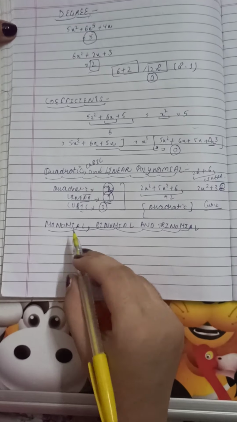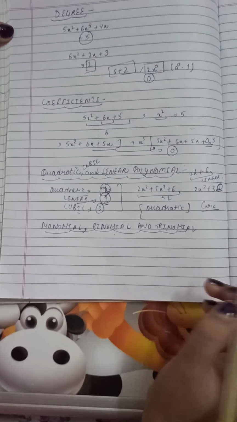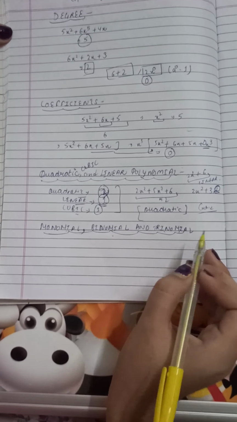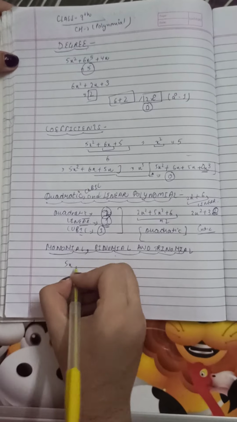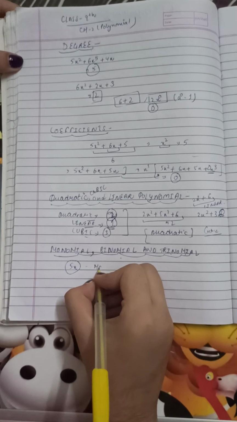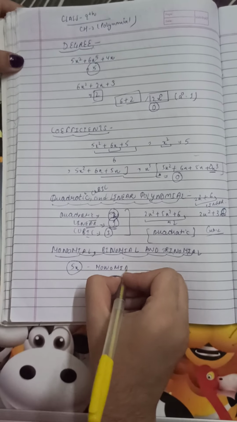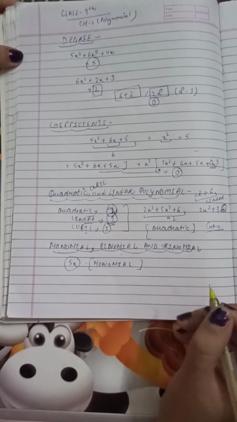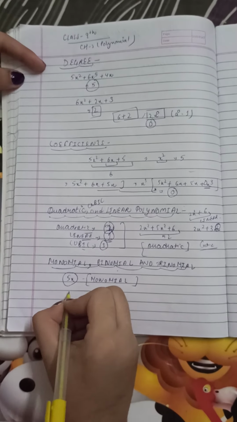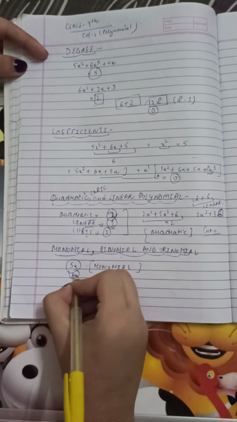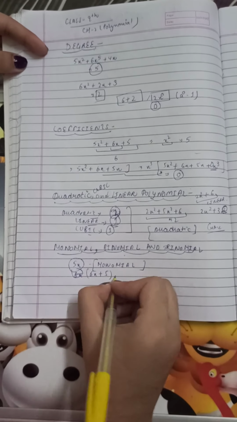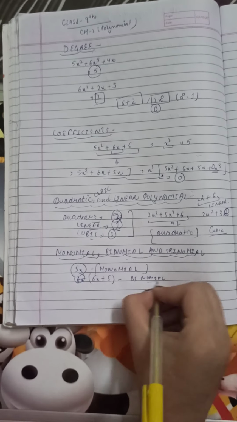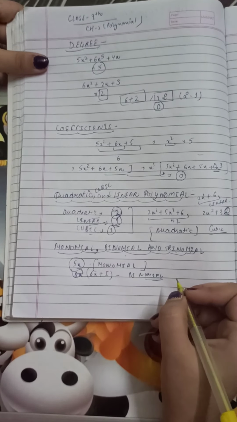Now let's come to monomial, binomial and trinomial. What are these? These all depend upon the number of terms in a polynomial. Like if I have taken 5x, then it will be considered a monomial, because in a monomial, the polynomial consists of only one term. And the next is 6x plus 5. Then it will be considered a binomial, because in a binomial, the number of terms is only 2 in the given polynomial.